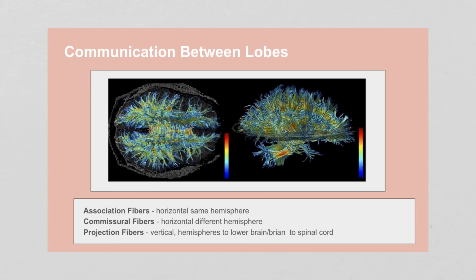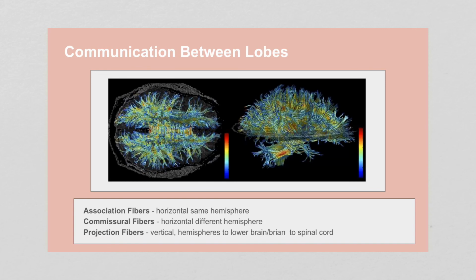All these different lobes have to be able to communicate with each other. And so the communication happens between axons, just like all neuronal communication happens. And these axons are going to go across hemispheres and between hemispheres. There's a different name for each type of communication. If we're looking at fibers that are horizontal in the same hemisphere, they're called association fibers. If we're looking at fibers that communicate horizontally across different hemispheres, they're called commissural fibers.